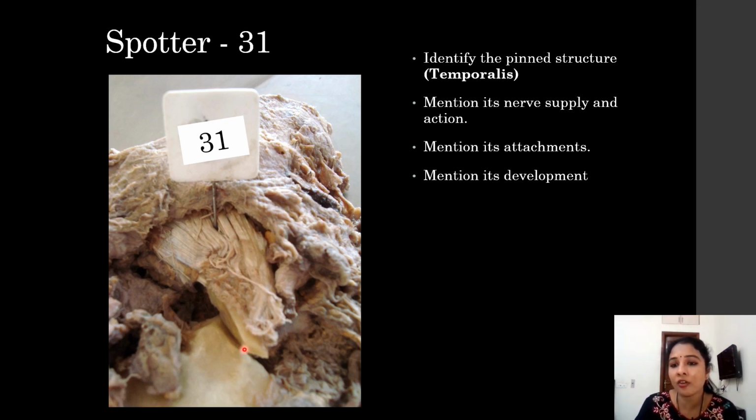Action: it helps in the closure of the mouth. Except lateral pterygoid, all the other muscles help in the closure of the mouth, that is, the elevation of the mandible. Apart from that, the posterior fibers on both right and left temporalis contract to retract the mandible. So retraction of the mandible and also the elevation of the mandible. So these are the actions of temporalis. Attachments we already discussed, and development is from the first pharyngeal arch, the mandibular arch. All the muscles of mastication develop from the mandibular arch.